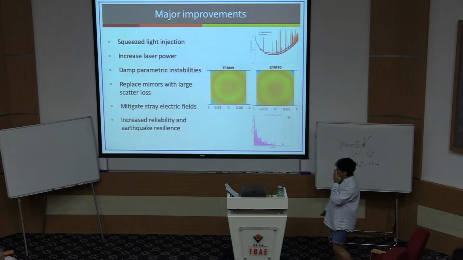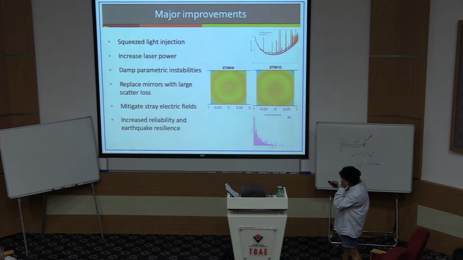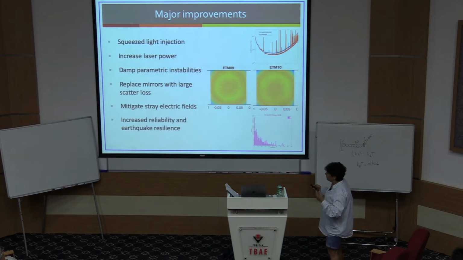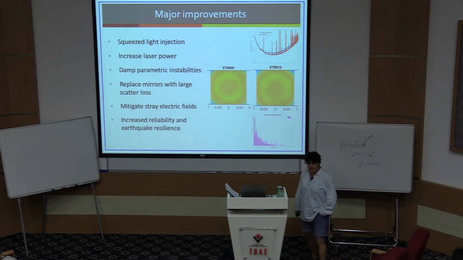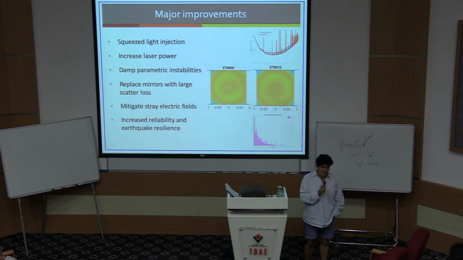Now, what were the major improvements? The first improvement, and the one that I've already told you a fair bit about, was the squeezed light injection. We also increased the laser power by a handful of watts. We had to damp out parametric instability. So I'll tell you what a parametric instability is just because you now almost know what it is. I just have to name it.